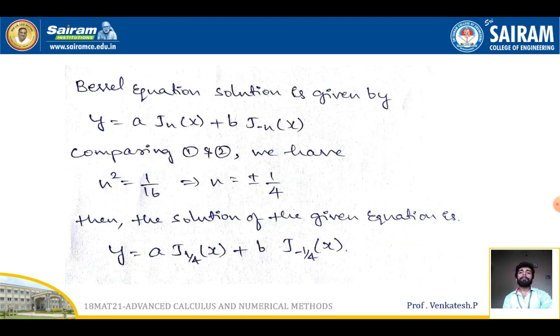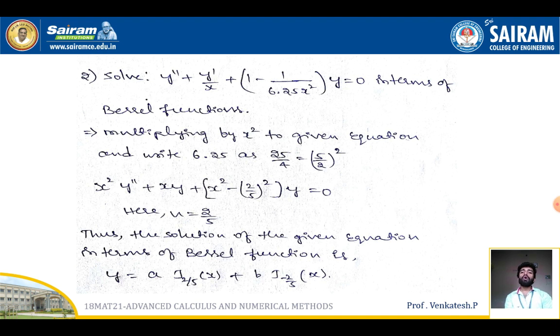Now the solution of the Bessel equation is given by y is equal to a into jn of x plus b into j minus n of x. By comparing 1 and 2, I got n square is equal to 1 by 16. So n will be equal to plus or minus 1 by 4. By replacing this value in the equation, I got a solution like y is equal to a into j 1 by 4 of x plus b into j minus 1 by 4 of x is the solution for the given differential equation.